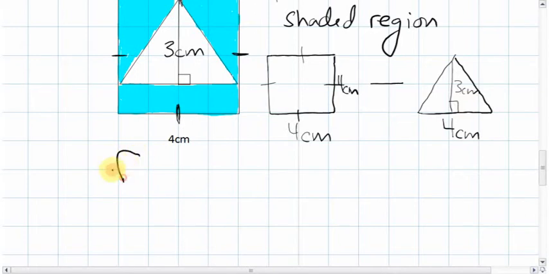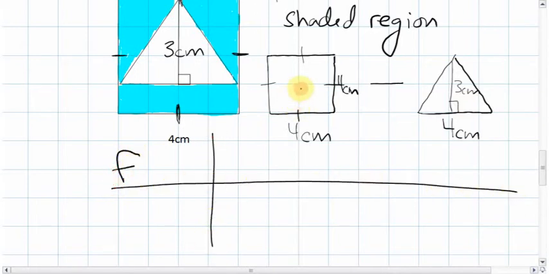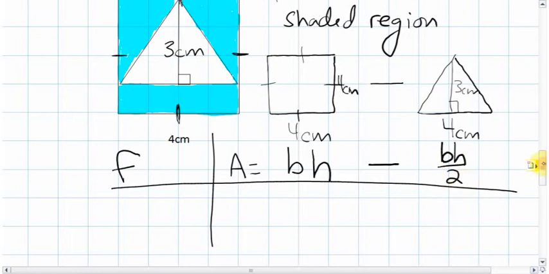So the formula here is going to look like this. What's the formula for the area of the objects here? What's the formula for the square? It's base times height. We're going to take that and subtract the area of the triangle, whose formula is base times height divided by 2.